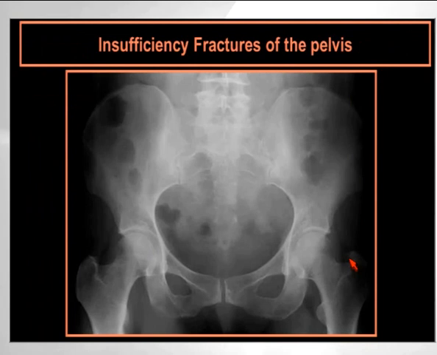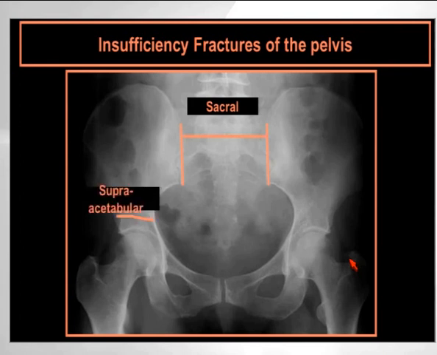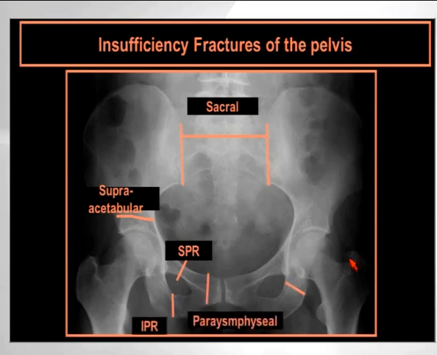So let's go over insufficiency fractures of the pelvis. It can be in the sacrum, classic Honda sign, supraacetabular, superior pubic ramus, inferior pubic ramus, parasymphyseal, and ischial.